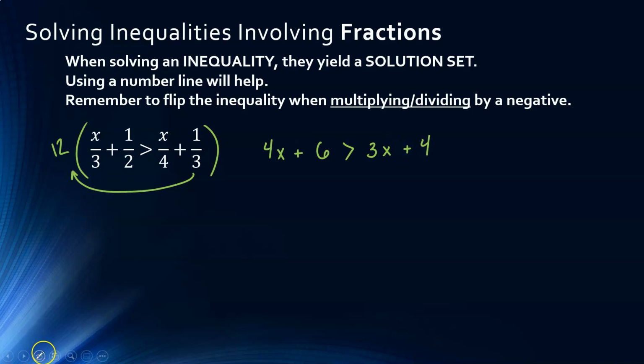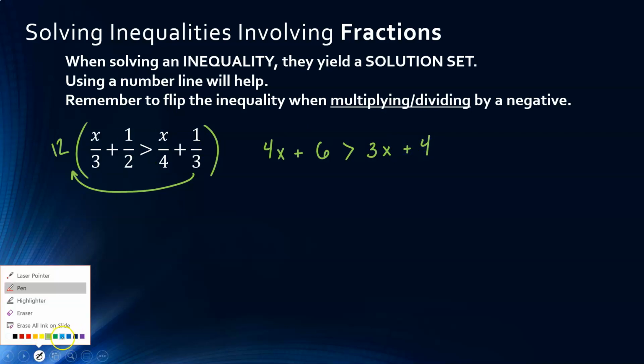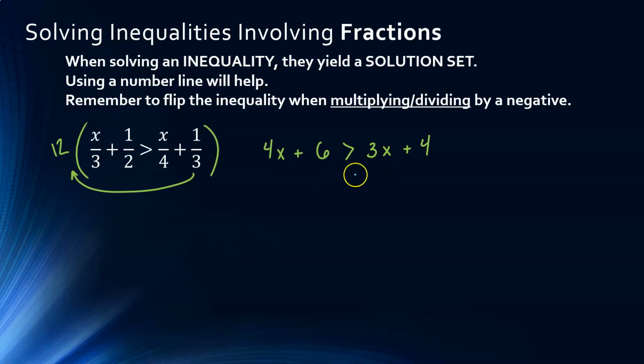So I'm going to group everything together here. I'm going to get all my variables on one side and all the numbers on the other. So I'm going to subtract 3x from both sides. When I do that, 4x minus 3x is just a single x. And then I would subtract 6 from both sides. Subtracting 6 doesn't change the inequality, so it stays the greater than. But then we would have x is greater than negative 2.